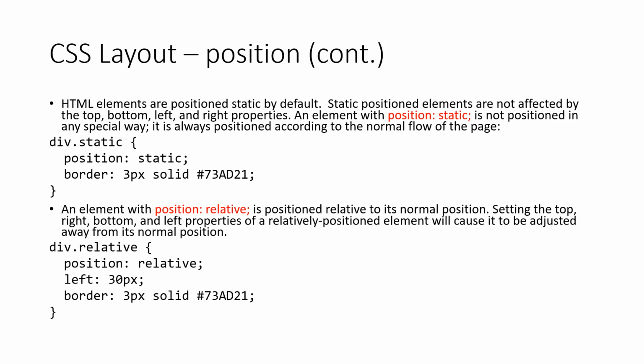Okay, last one. An element with position relative is positioned relative to its normal position. Setting up the top, right, bottom, and left properties of a relative positioned element will cause it to be adjusted away from its normal position.